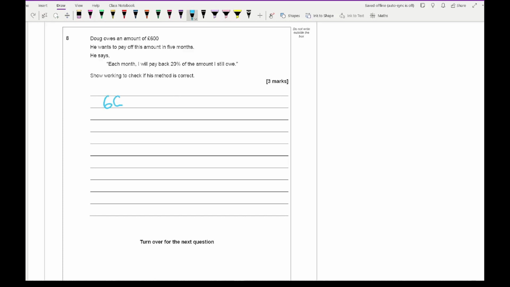So his starting amount is 600, and we're going to multiply that by 20% off. So starting with 100%, take away 20 gives us 80%, and we're going to pay that over 5 months. So if I type that all into my calculator, what do I get? Well, I get 196.61. So that's how much there is still left to pay. So basically, no.